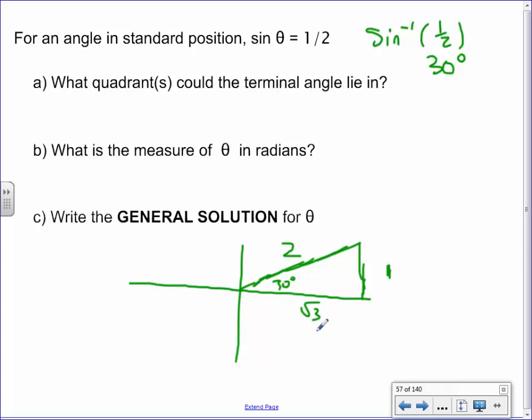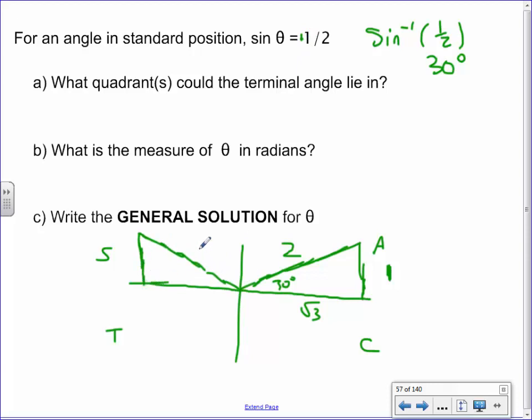Is this the only location, though, where I could have a positive 1 and a positive 2 sitting over here? Oh, there's a second location. We actually learned this last day according to something called the CAST rule. The CAST rule helps you know where this works. Everybody is positive in this quadrant right here, but sine is positive here. Sine is also positive if you go in this quadrant right here.